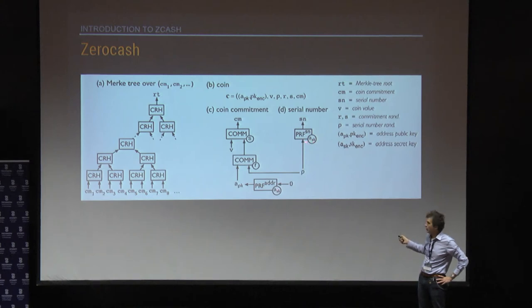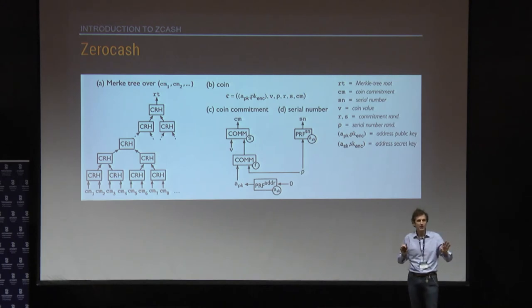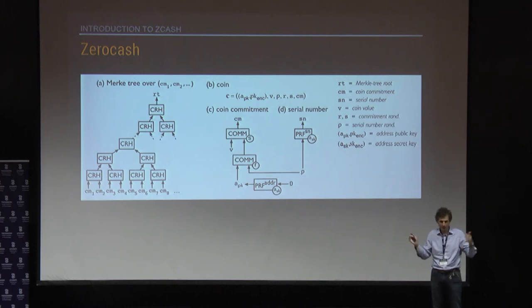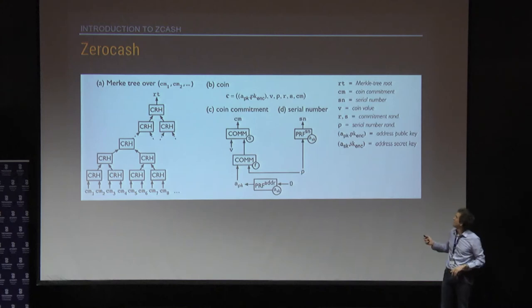So I can't prove anything about this coin without that deterministically resulting in the same serial number every time. So the serial number and the commitment, you can't change them. You can't have a different commitment with the same serial number or a different serial number with the same commitment. They're always linked. You can't change either of them, but someone who doesn't know the secret cannot tell that they're related.